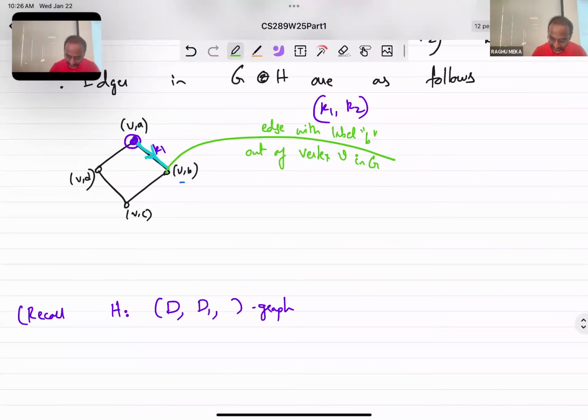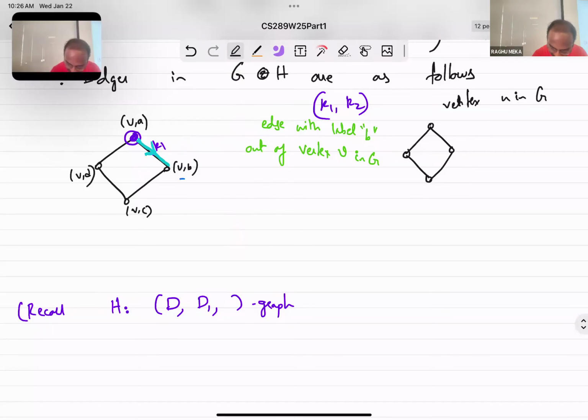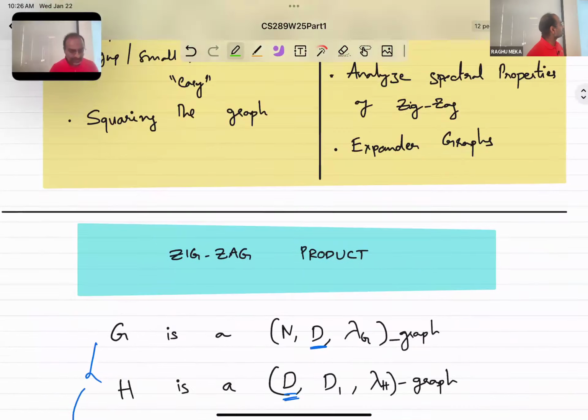Okay, and where do I end up in that cloud? At the exact same spot. So if this is the cloud for vertex U in G, where do you think?